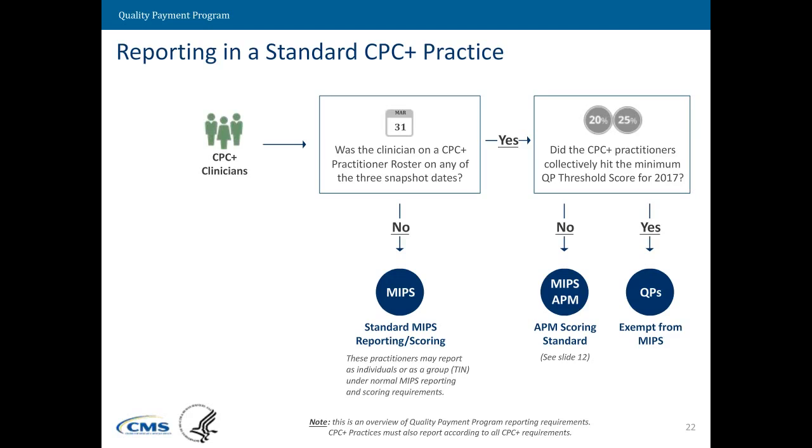the next question we ask is, did the CPC Plus practitioners collectively hit the minimum qualifying participant threshold score for 2017? If the answer to that is no, they become scored under the MIPS APM under the APM scoring standard, and as we previously showed on slide 12, we showed the categories that they are reporting, how they're reporting, and the weights for those categories. If they meet the QP threshold, then they are exempt from MIPS.